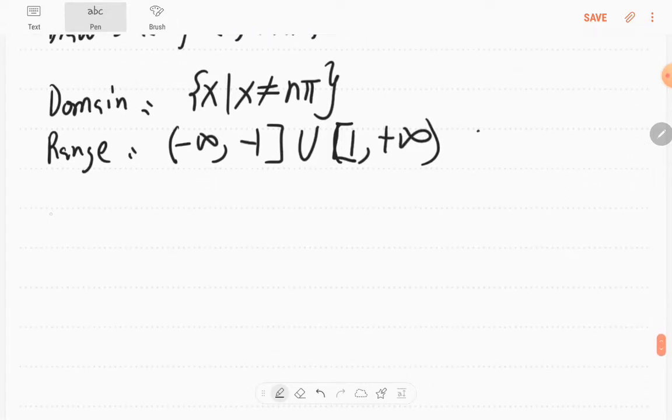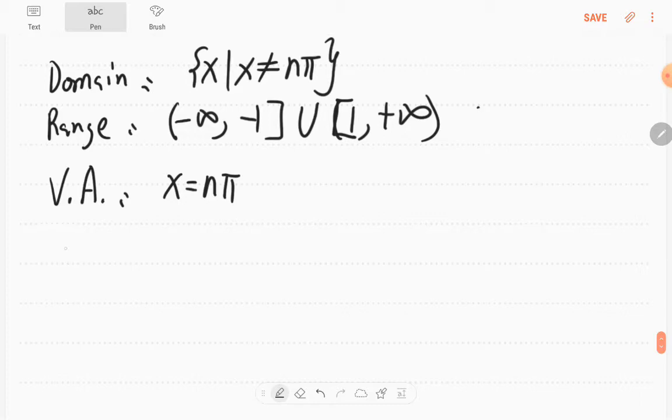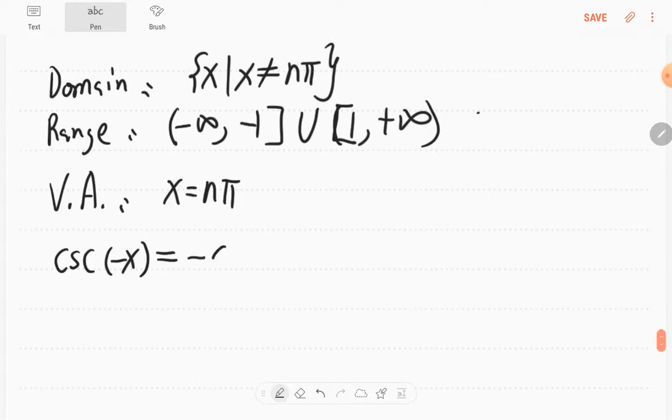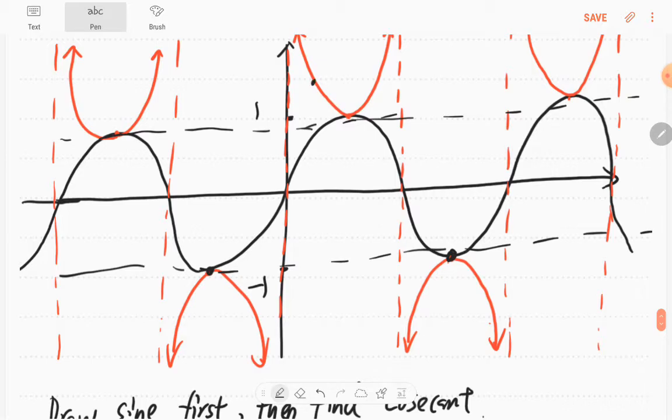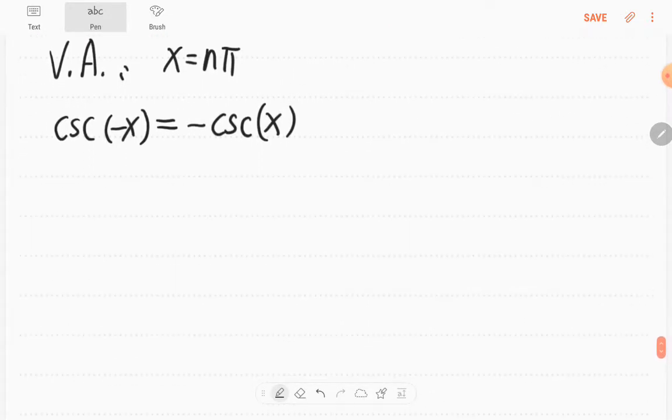We have vertical asymptotes, which is x equals n pi, right? And cosecant of negative x, because it's 1 over sine, and sine is an odd function, so cosecant is an odd function. So it's symmetrical with respect to the origin, right? So this point is here and this point is here if you connect the lines through the origin. Okay, so this is the cosecant.